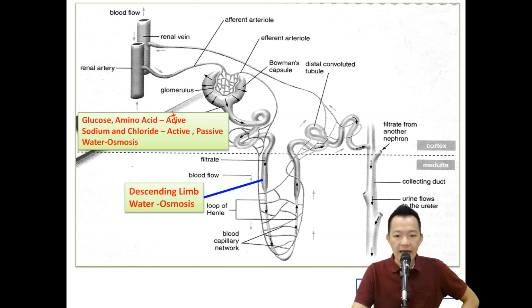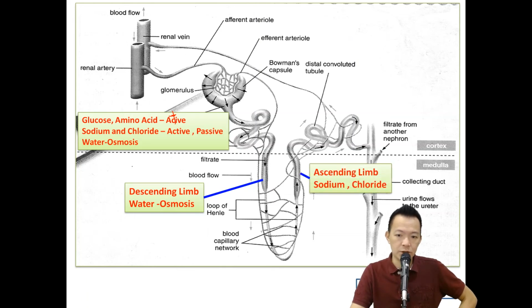And now, in the ascending limbs of the loops of Henle, what will be absorbed? Okay, sodium ion and chloride ion will be absorbed. Sodium and chloride will be absorbed. Okay, but how is the process?